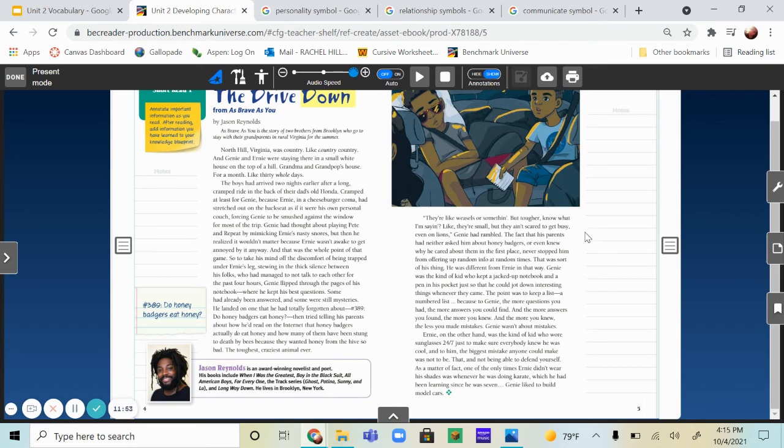"The fact that his parents had neither asked him about honey badgers nor even knew why he cared about them in the first place never stopped him from offering up random info at random times. That was sort of his thing. He was different from Ernie in that way. Jeannie was the kind of kid who kept a jacked up notebook and a pen in his pocket just so he could jot down interesting things whenever they came.